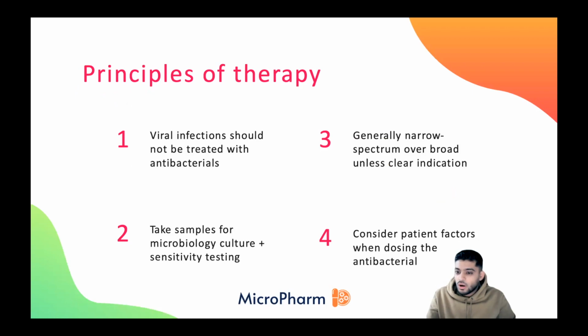So first of all, what are the principles of therapy? The main principle is viral infections should not be treated with antibacterials. Sounds like common sense. There's one exception for this rule. If there is evidence of a secondary bacterial infection, that's when you will be treating that secondary bacterial infection. Can someone give me an instance where you would be treating a secondary bacterial infection?